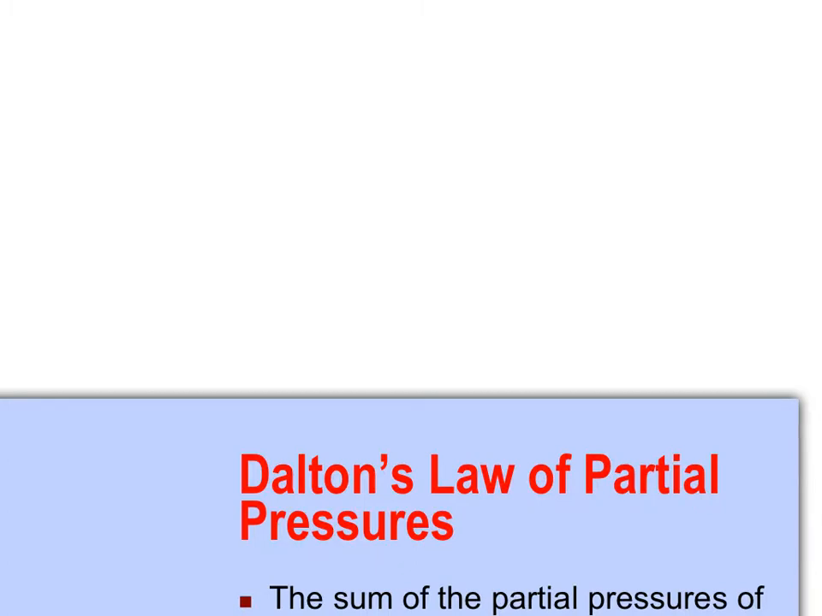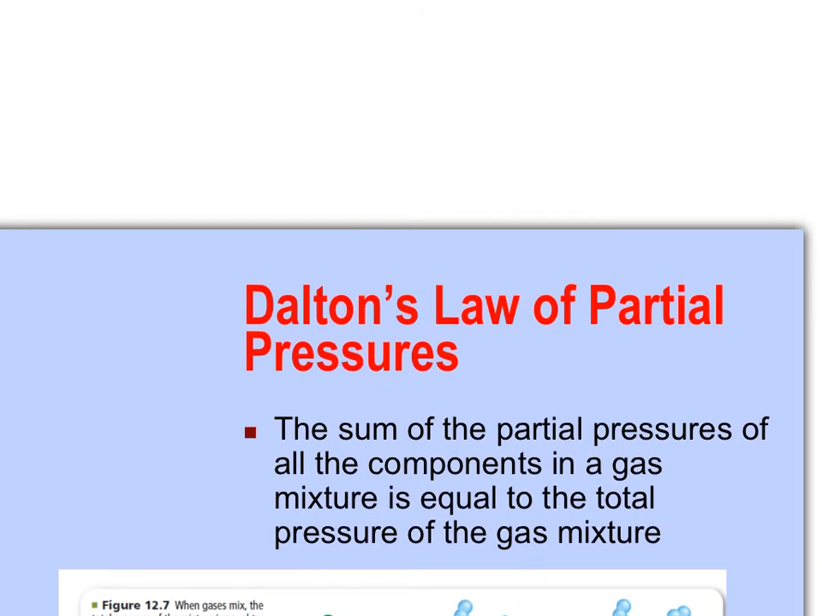Dalton was a scientist who discovered that when you mix gases in a container, it doesn't matter what types of gas they are, you can actually find out the pressures of the total gases together by adding them up. He said that the sum of the partial pressures of all the components in a gas mixture is equal to the total pressure of the gas mixture. This makes it very nice and easy because it doesn't matter what the different gases are.